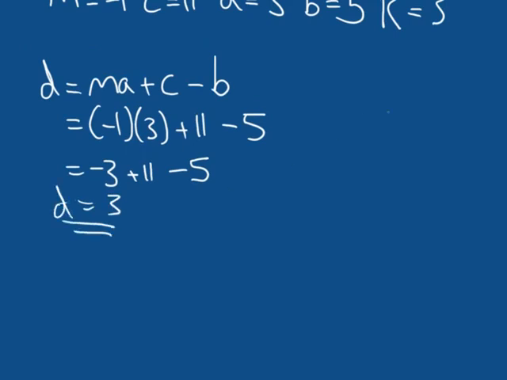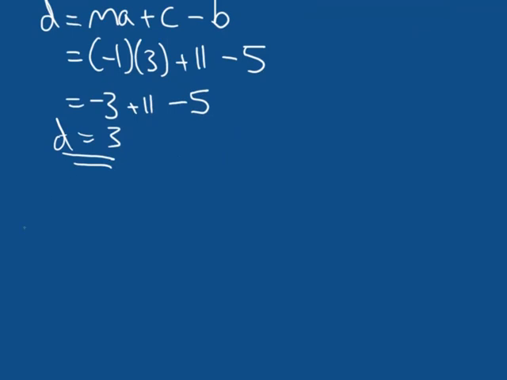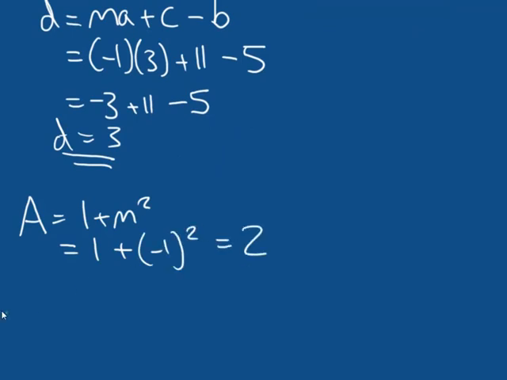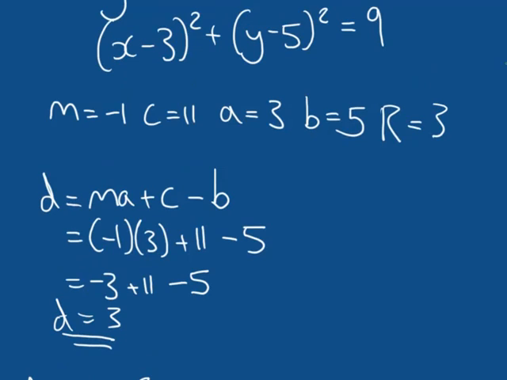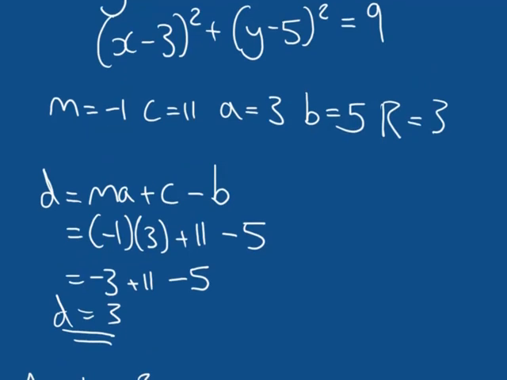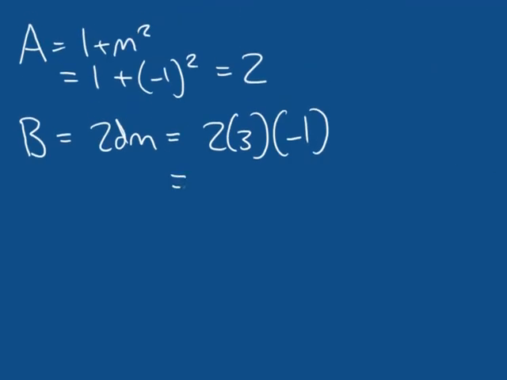Now that we have that, we can calculate A, B, and C. So A is equal to 1 plus m squared. So it's equal to 1 plus minus 1 squared, which we know is equal to 2. B is equal to 2dm, so it's going to be equal to 2 times 3. Our gradient is minus 1, if we recall. M is minus 1, so 2 times 3 times minus 1. Well, 2 times 3 is 6, times minus 1 is minus 6. So B is equal to minus 6.